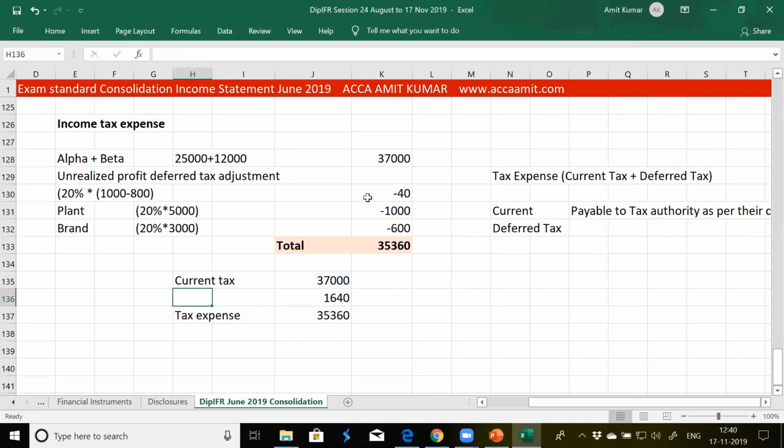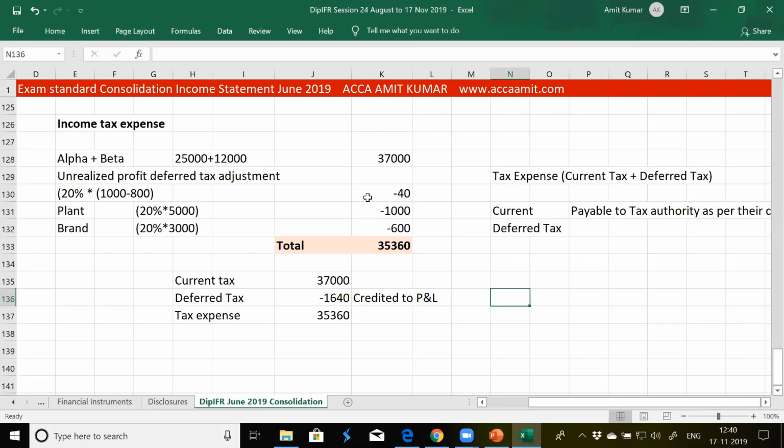$1,640 will show as deferred tax. These two will be the amounts presented in the income statement. This will be minus 1,640. Minus 1,640 means what? Credited to P&L. Am I right?